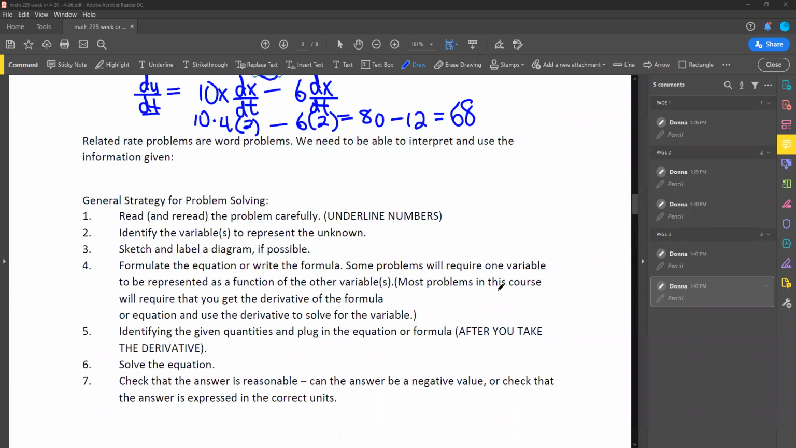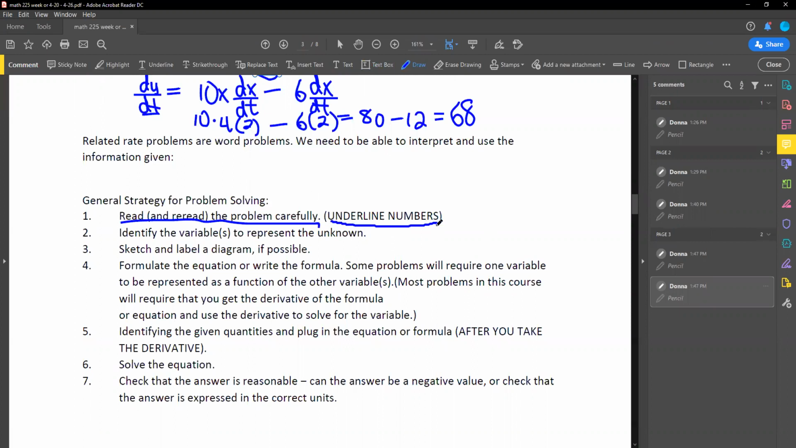What makes them hard is that they're word problems, and word problems that involve derivatives. So you just have to learn how to read a word problem, which is what people have trouble with. For problem solving in general, you should read and reread the problem carefully. It's not like reading a paragraph where, okay, I read it once, I'm done, I got it. You just don't work a word problem like that. Read it one sentence at a time, underlining numbers, take it slow, reread it if you need to until you get the gist of what it's asking.